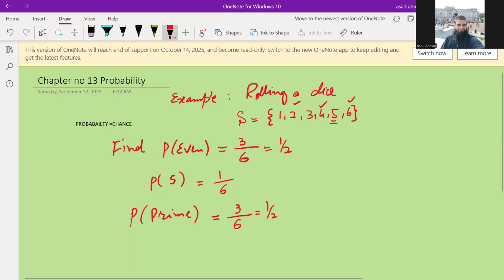So I have given you two examples just to give you some idea of how we will be able to find the probability of simple events like these.